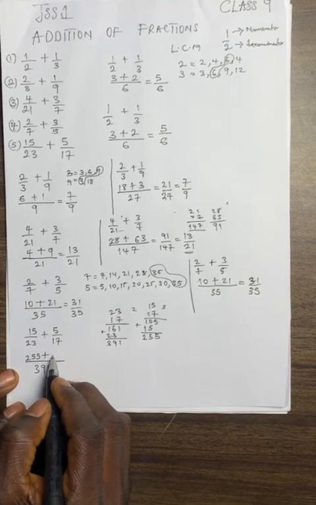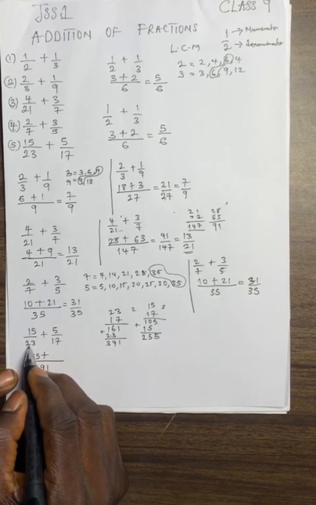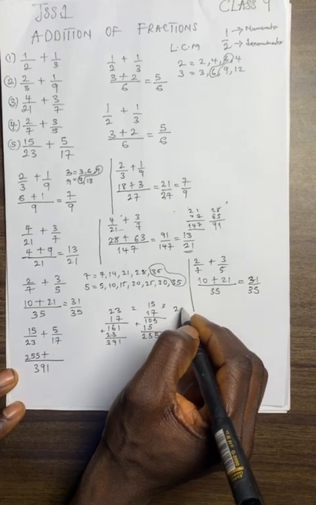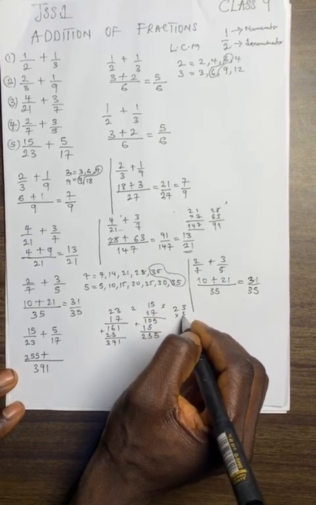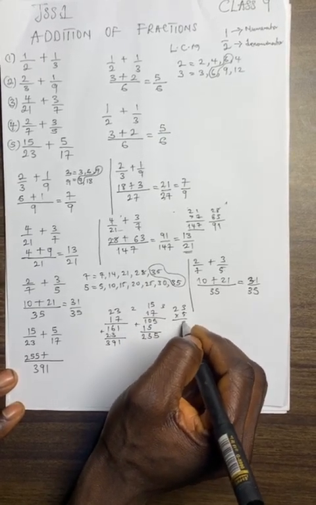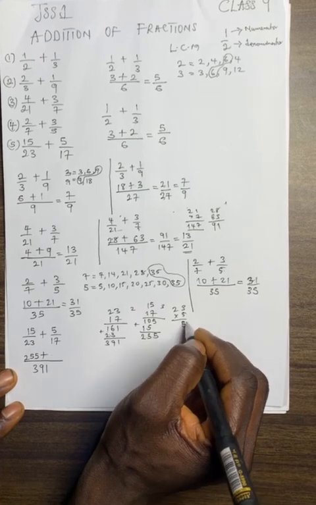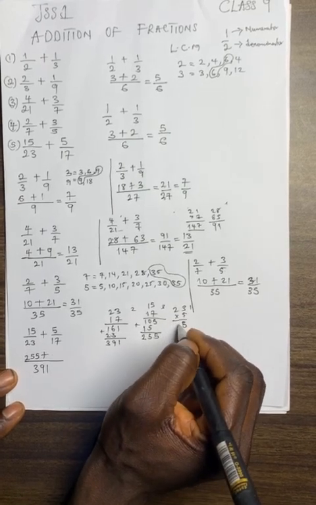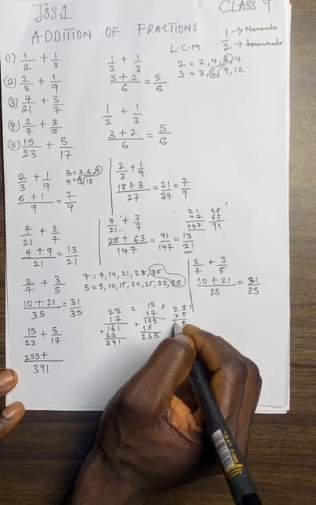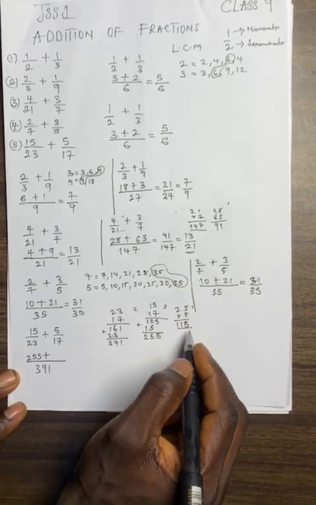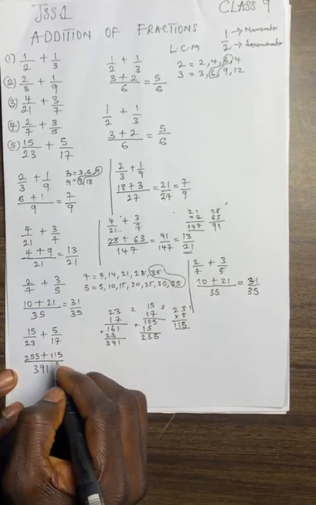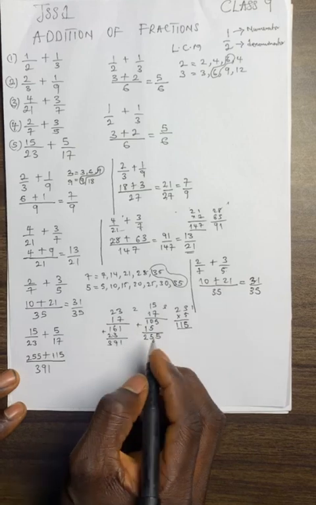So for you to get the one here, we multiply 5 and 23 together. 23 times 5. 5 times 3 is 15. 5, carry 1. 5 times 2 is 10, plus this one, we have 11. So our answer is 115.